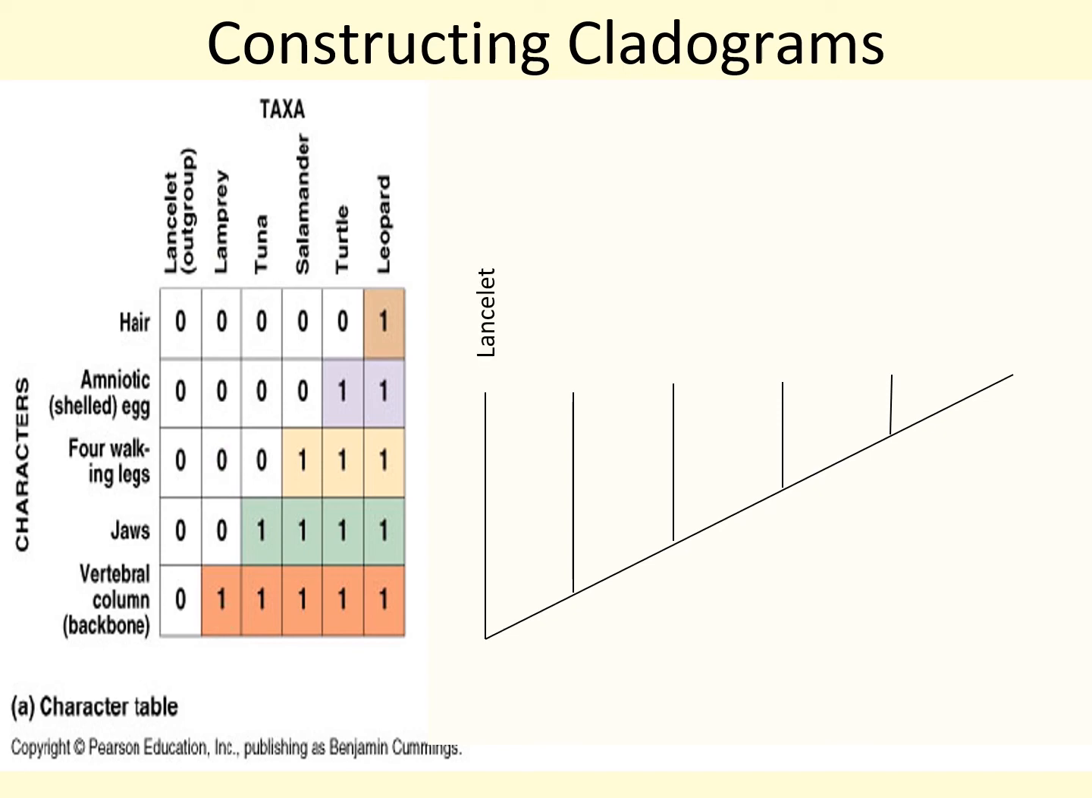So what you're going to do is put the lancelet there because you know that's the outgroup. And the lamprey, now it has a backbone, so that's going to go next. So notice it right here. I put my characteristic right there. The backbone goes right there. And then I come up here to the next one. Here's jaws. If you want to be a predator, you got to have jaws.